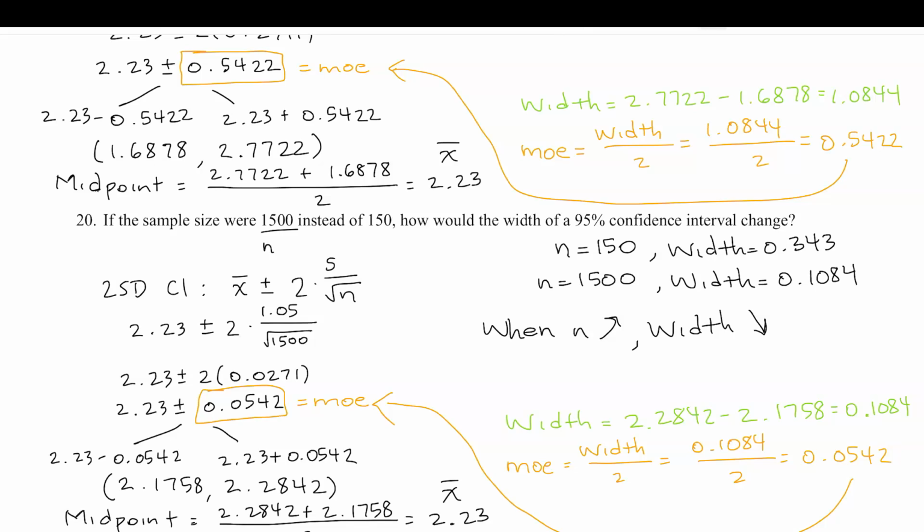And last but not least, we looked at sample size. If the sample size decreases, then the width of the interval increases. Or if the sample size increases, goes up, then the width of the confidence interval decreases.